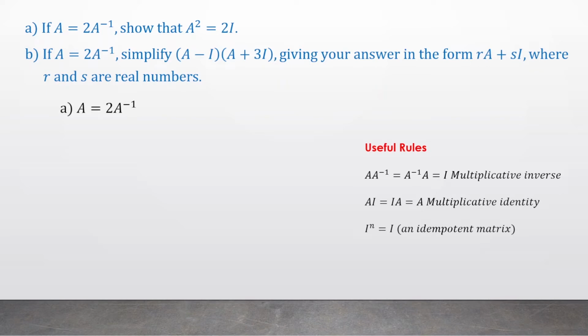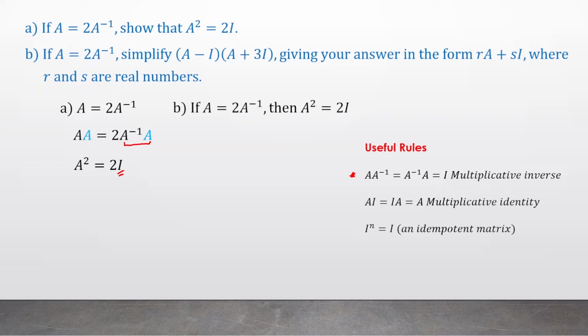So in part A, we have A equals 2 times the inverse of A, and we want to simplify that. So we post-multiply by A. So A times A will be A squared, and the inverse of A times A will give I, using rule number 1 over here. So that's basically finished.